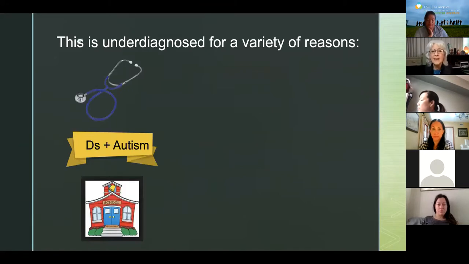All right. The doctor who founded the C Center, which is the Center for Down Syndrome and Autism, his son, who is now, I think, in his 20s, has that dual diagnosis. And he says it's profoundly underdiagnosed by medical doctors. And he's a doctor. He's a physician. Now, I'm going to tell you why it's underdiagnosed.